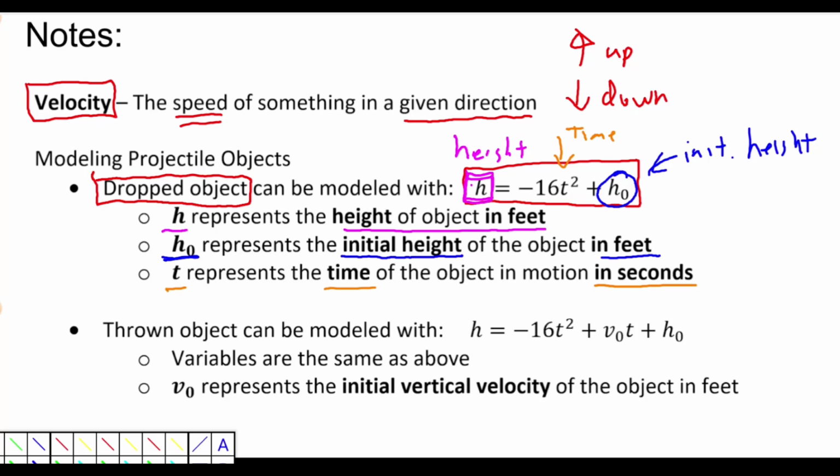So if you grab a pencil and you just drop it, this is the formula that we're going to use. This is the function we're going to use. All right, let's try the other one. Let's look at the other one.